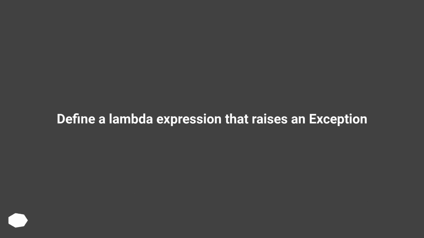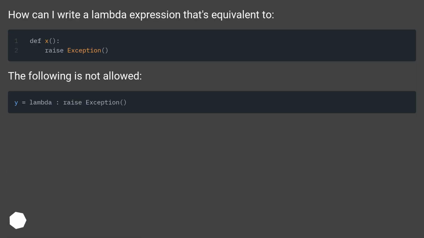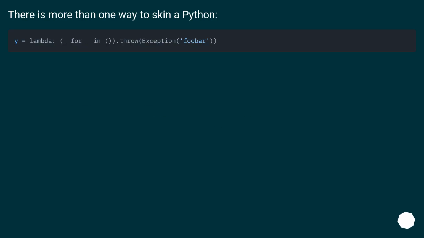Define a lambda expression that raises an exception. How can I write a lambda expression that's equivalent to the following? It is not allowed. There is more than one way to skin a python.